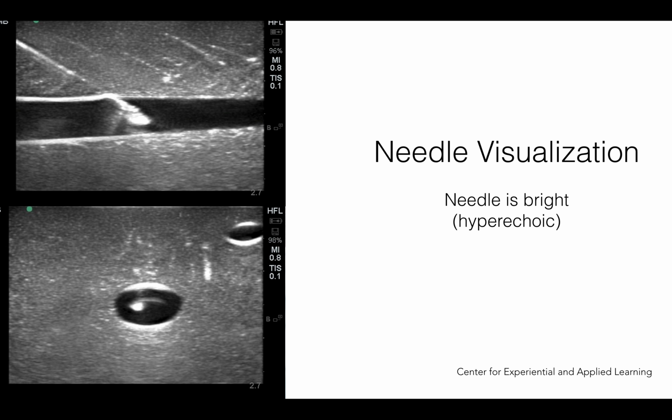In the top left image, we have an in-plane view of the needle, and in the bottom left image, we have an out-of-plane view of what is probably the needle tip, that bright white dot right in the middle of our target vessel.